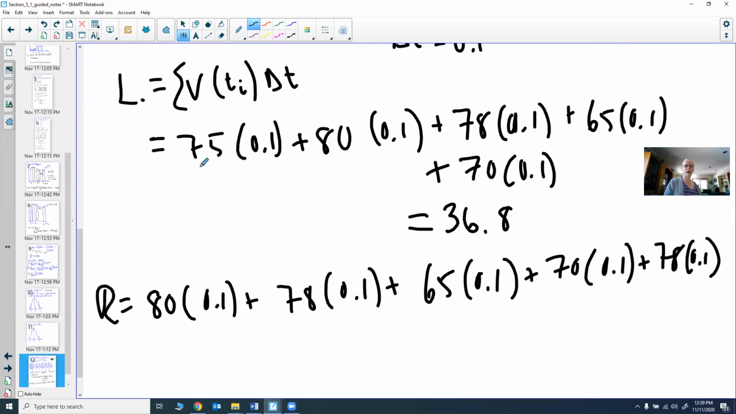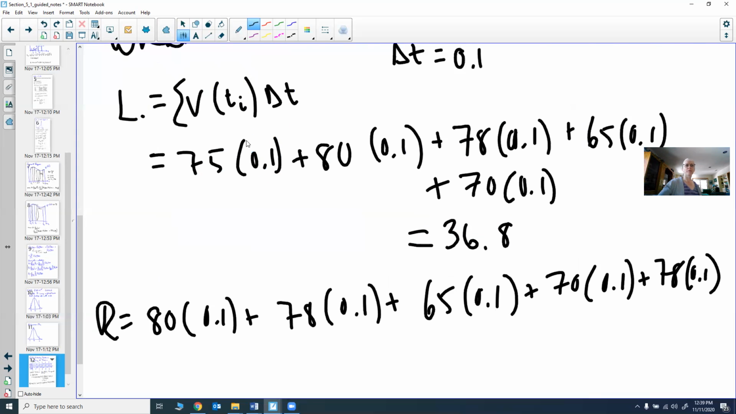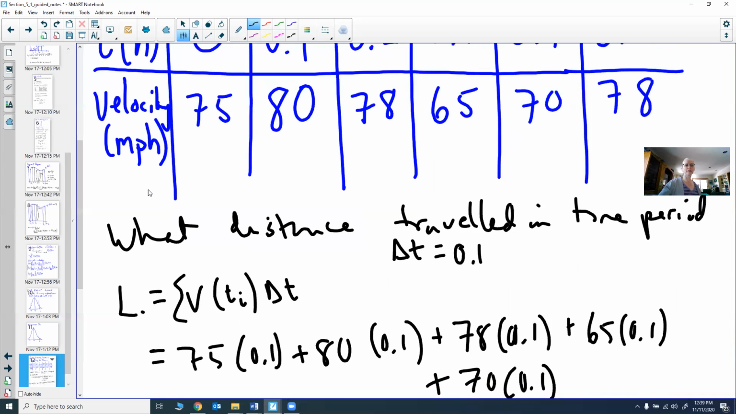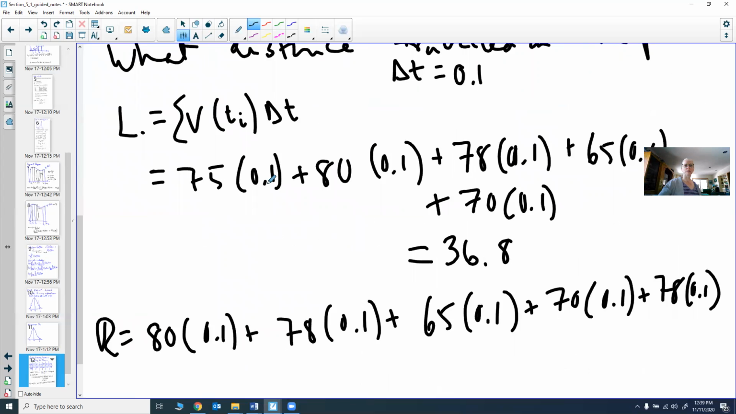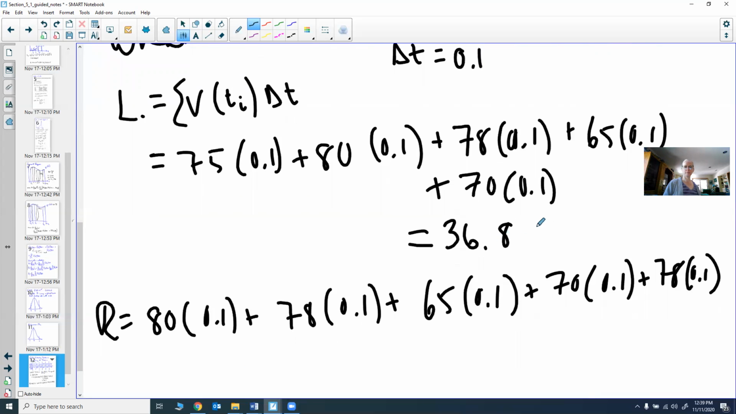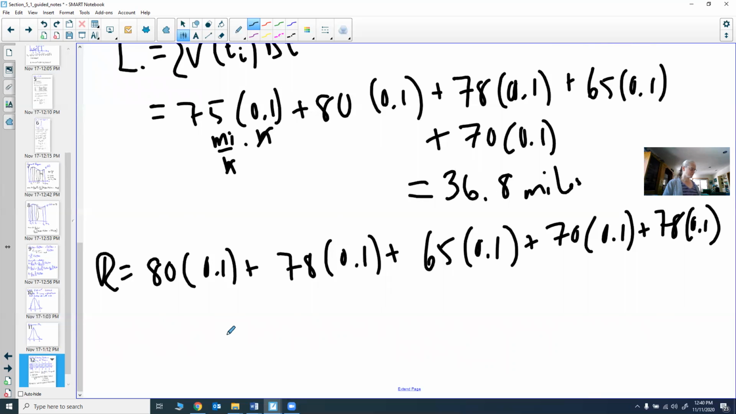36.8. Now, these are in miles per hour, and these are in 1/10 of an hour. So notice my time was in hours, and this is in miles per hour. Miles per hour times hours gives me miles. Make sure they're the same units. If this was miles per hour, but this was minutes, then you'd have to change your minutes into hours or your miles per hour into miles per minute. What is happening here is we have miles per hour times hours, and the hours will cancel. So make sure that you've got the same units so that you'll be left with miles. This one here, again, I add up the numbers first and then multiply by 0.1.